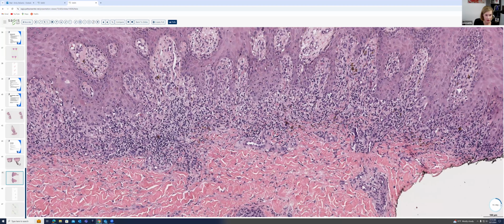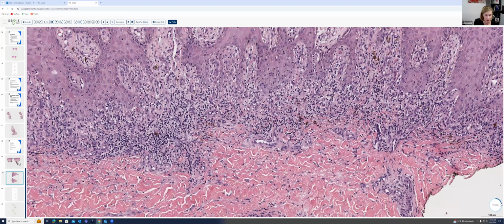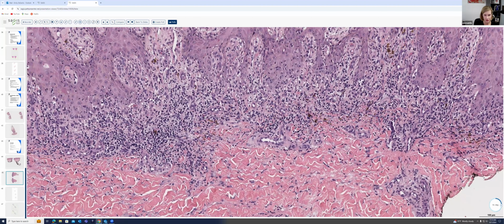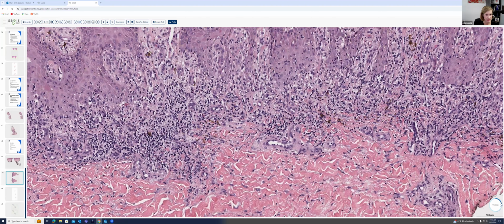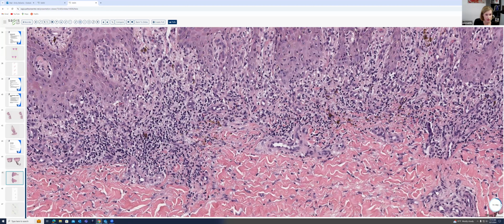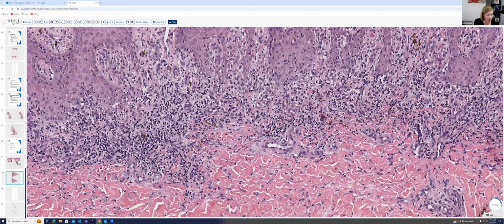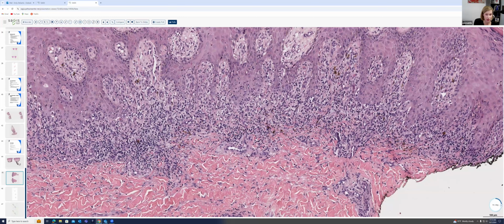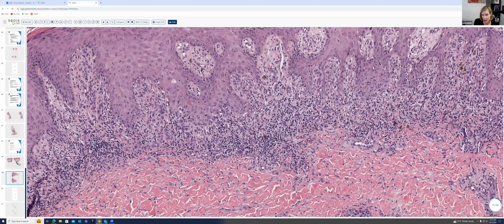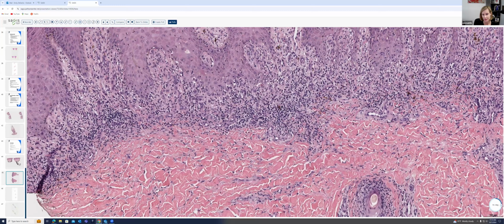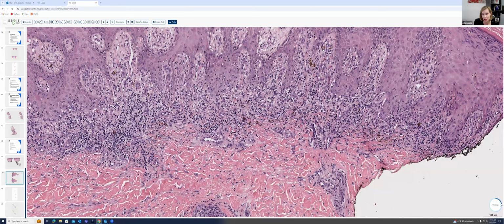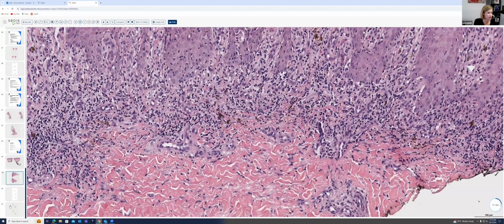It takes a while to find them, but there are some scattered eosinophils within this case. So this is an example of a lichenoid drug reaction that really looks very similar to a classic lesion of lichen planus, but we do have those clues, including the parakeratosis and the occasional eosinophils that let us know that we're actually dealing with a drug reaction.